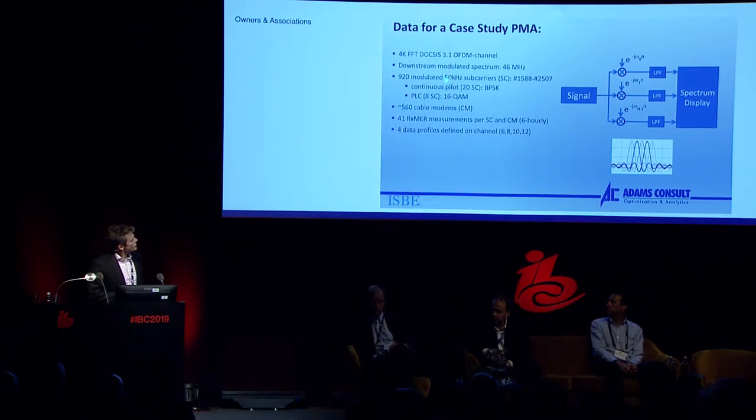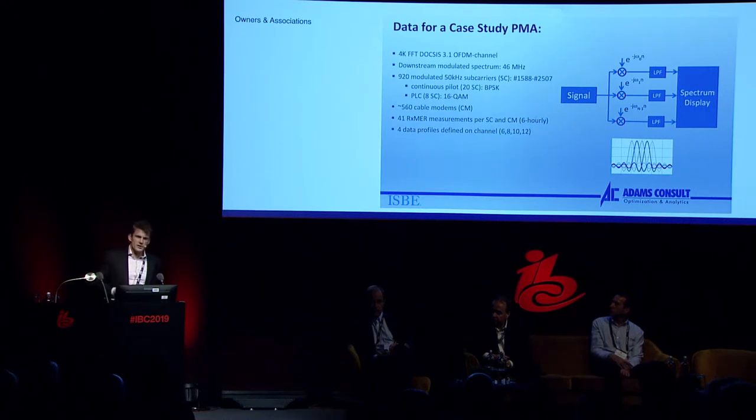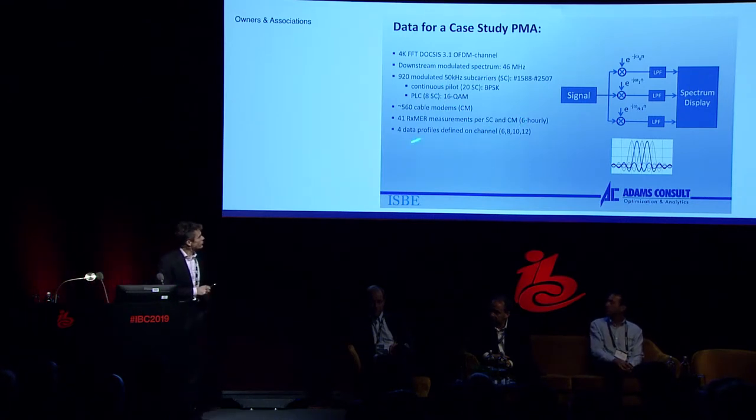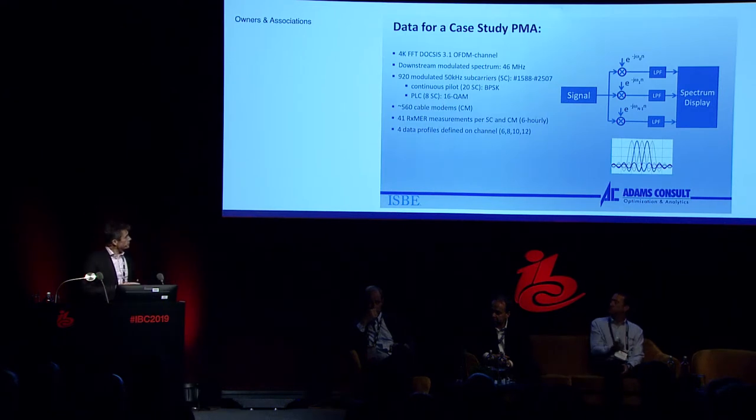So all these boundary conditions for the channel were given, and we had about 560 modems. We had different numbers of modems in the simulation, but went up to 560. We took RxMER measurements, which is basically the CMTS telling the modem, hey, show me how you see your downstream spectrum, which is really cool. That is a spectrum analyzer in every customer's house. And we did that on a 6-hourly basis, which is more data than they actually need. We had 4 data profiles defined on the channel for data transmission, 2 to the 6, 2 to the 8, 2 to the 10, 2 to the 12, which makes it 64 QAM, 256, 1K QAM, and 4K QAM, right?